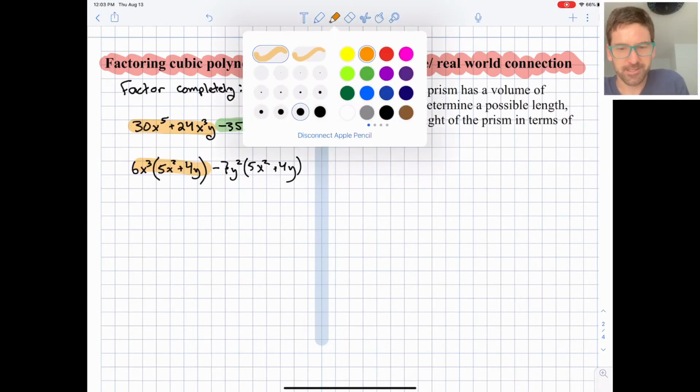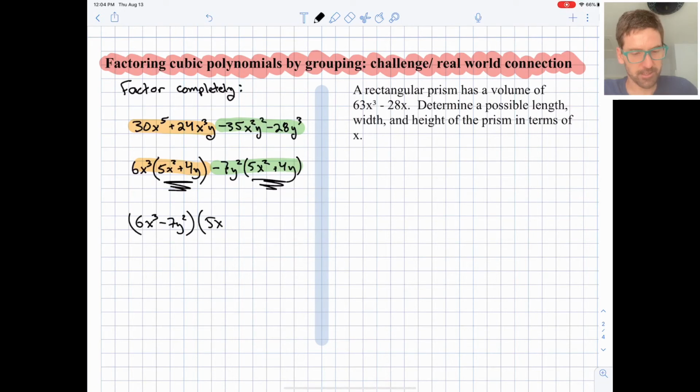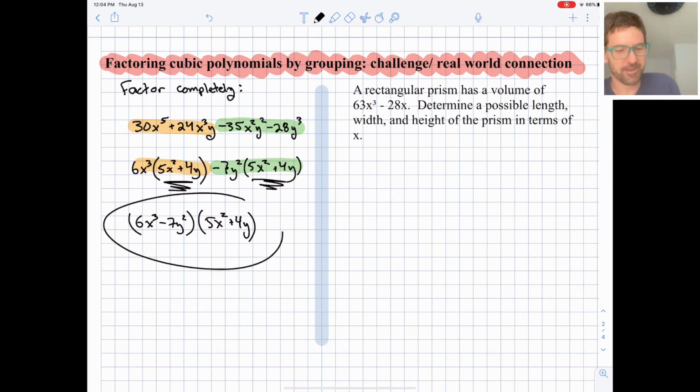So anyway, let's get caught up here. This is the green, and then just to be clear, these two terms are the same. So that's what we wanted. Okay. So now we can rearrange and overlap. So we have 6x cubed minus 7y squared times 5x squared plus 4y. Can any of those be further factored? It doesn't look like they can, so that would be our final answer right there.